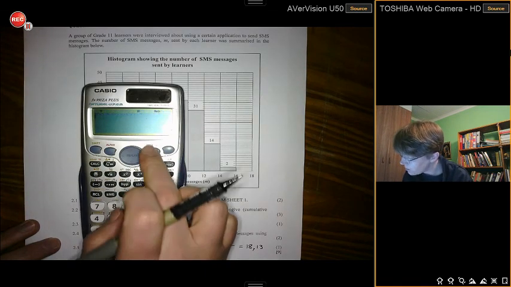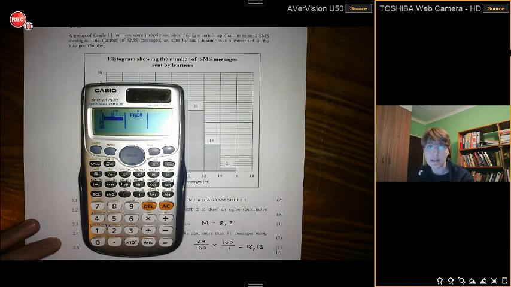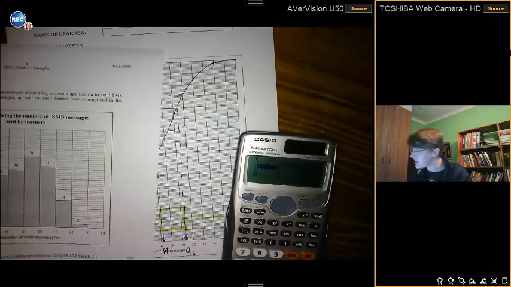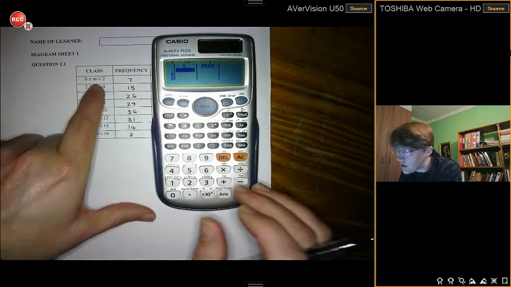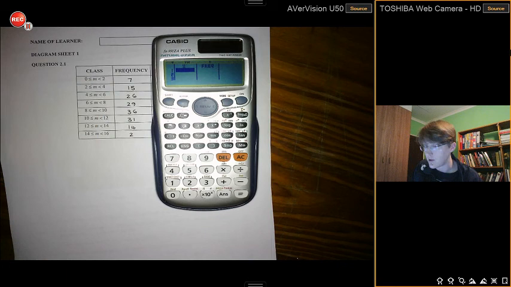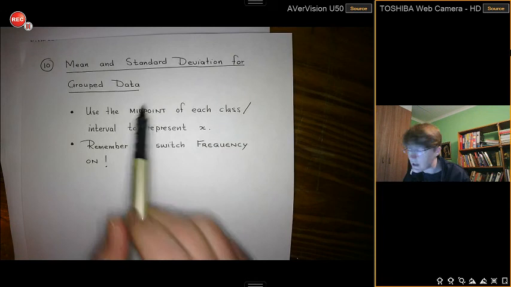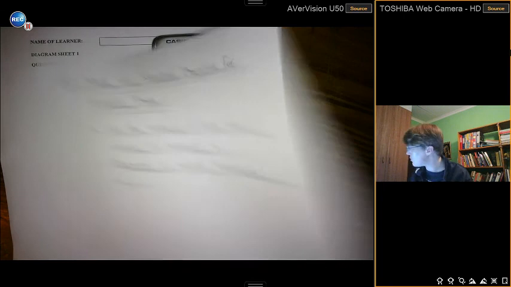Now, when I go to mode and I go to stat mode number 3 over here, and I select 1 for one variable, I have X and I have the frequency, because I need the frequency if I'm going to use something like this data where I've collected it on that frequency table. So when you want to get your mean and your standard deviation here, please remember in this case you have to use the midpoint of the classes. So I did write it over here as well. So when you do the mean and standard deviation for group data, please remember to use the midpoint of each class interval to represent X, and remember to switch the frequency on.